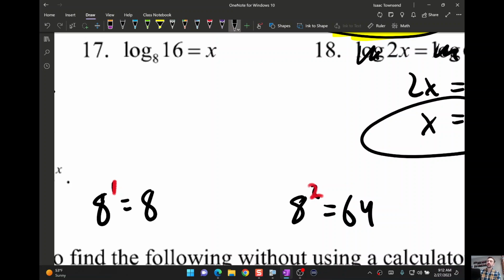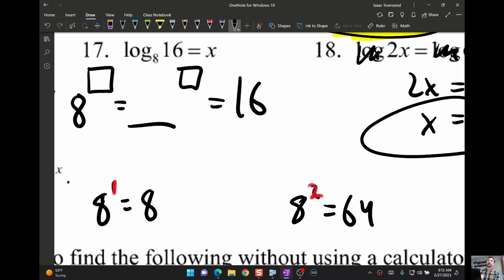And you're welcome to do this in any way that makes sense to you, but what seems to work the best for students is to do this in 2 steps. I'm going to raise 8 to 1 power, make it become something else, and then I'm going to raise that to something to get it to 16. So I'm going to try to do it in 2 steps because doing it in 1 step is too hard.